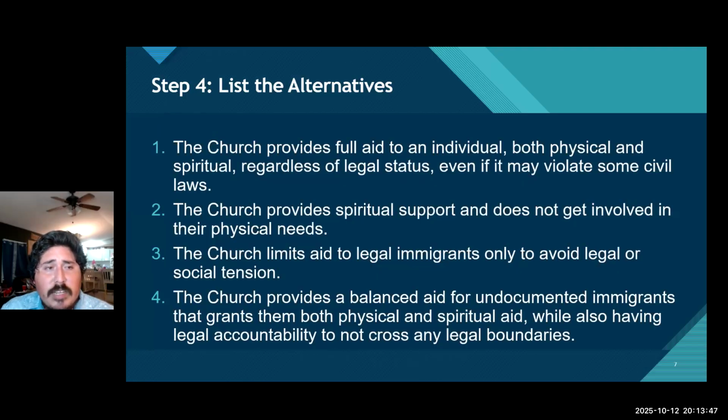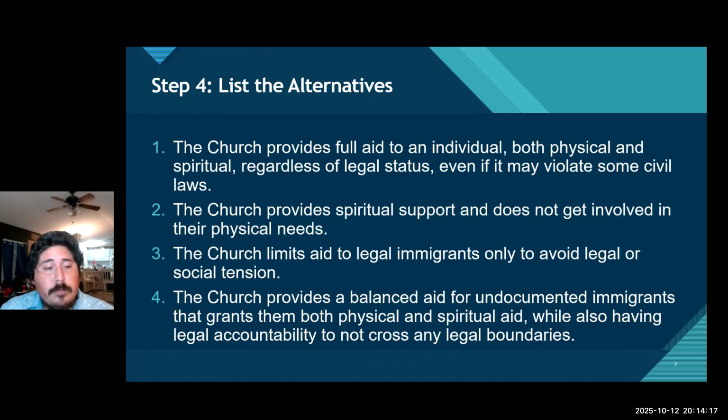Step 4, list the alternatives. Here I am going to present 4 alternative choices. The first is that the church can provide full aid to an individual, both physical and spiritual, regardless of legal status, even if it may violate some civil laws. Second option, the church can provide spiritual support and does not get involved in their physical needs.